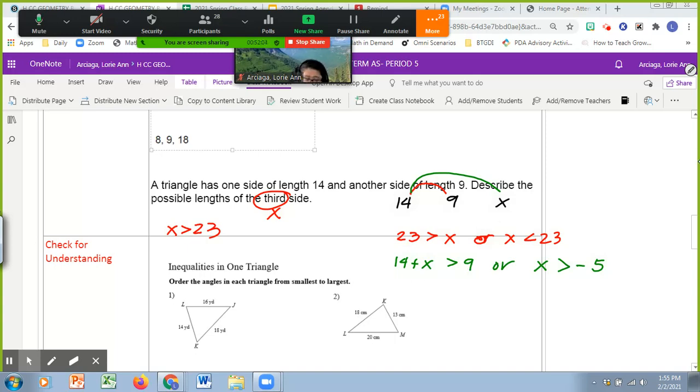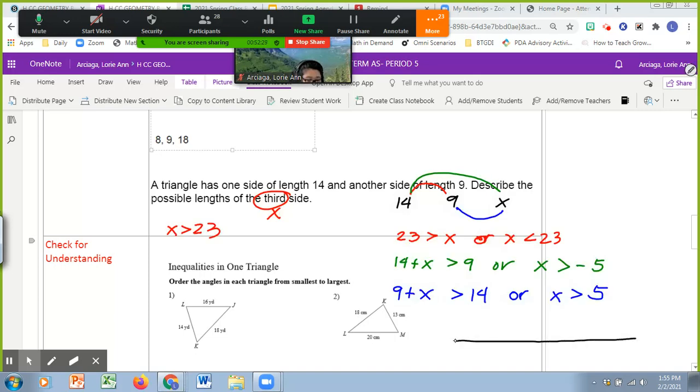Now we need to make another rainbow. What have I not added? The first and last. Okay, these two. So 9 plus x has to be greater than the remaining side, which is 14. Or x is greater than 14 minus 9, which is 5. Okay, so how do you arrange all of these together?